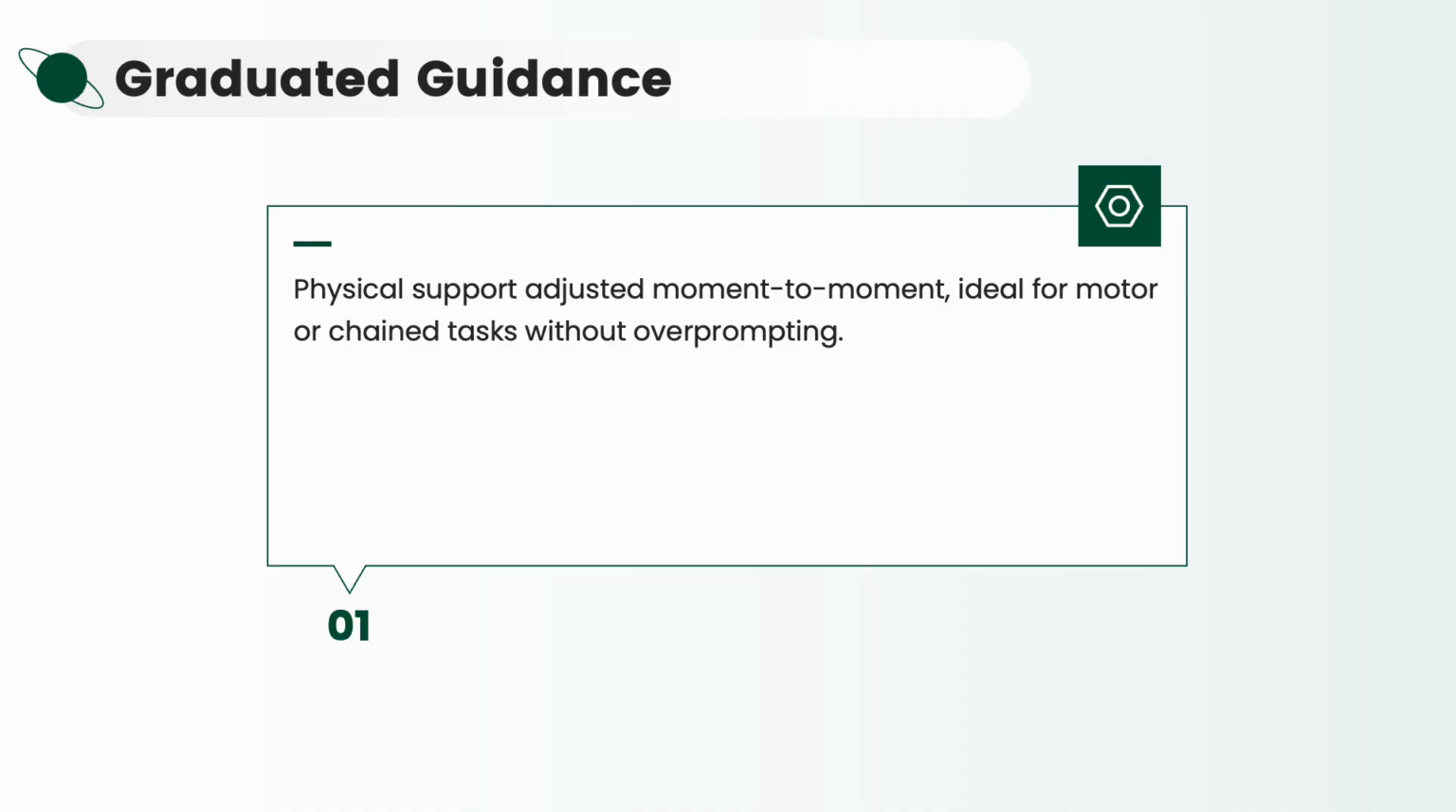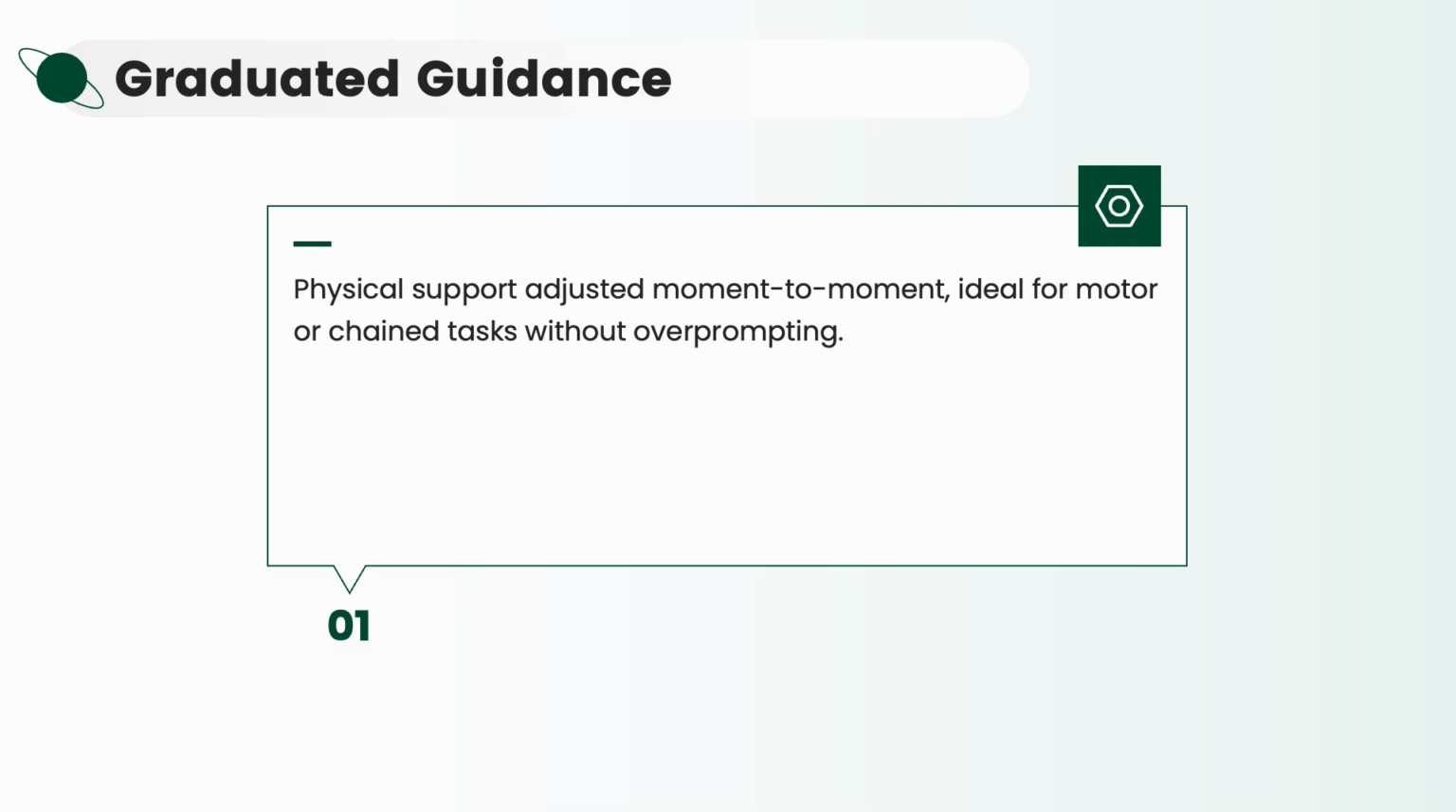Let's tie this all together. In this section, we covered 4 major prompting strategies. Most to least prompting, where you start with high support and fade down. Least to most prompting, you start with independence and add support as needed. Time delay, pause before prompting. And graduated guidance, adjusting physical support in real time. Each of these serves a different purpose, and as an RBT, your job is to follow the treatment plan, understand why a strategy is being used, and implement it with consistency.